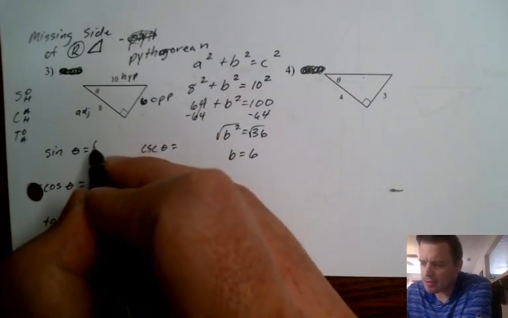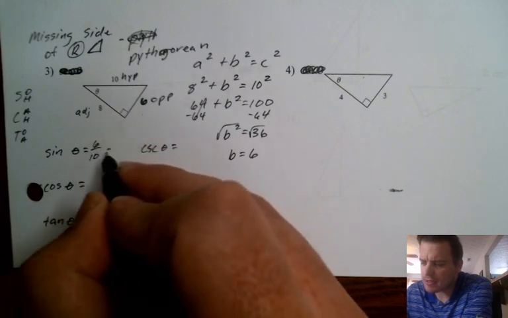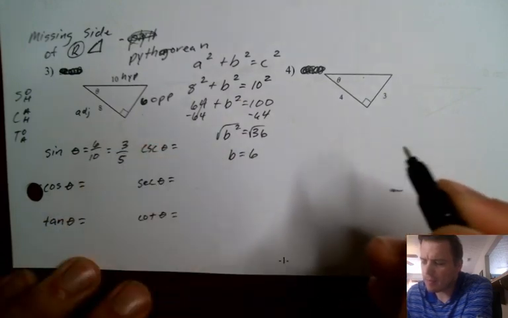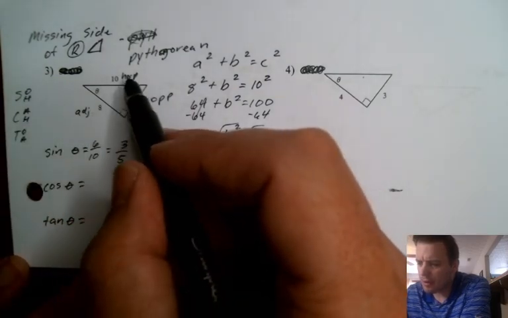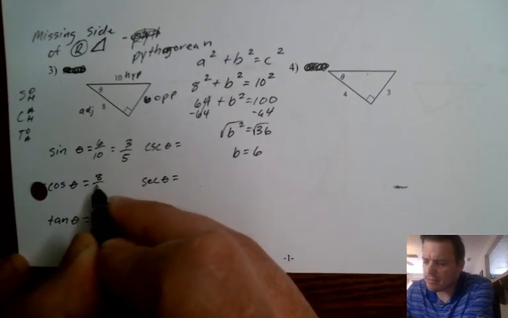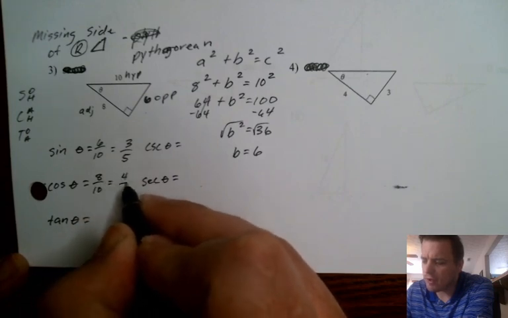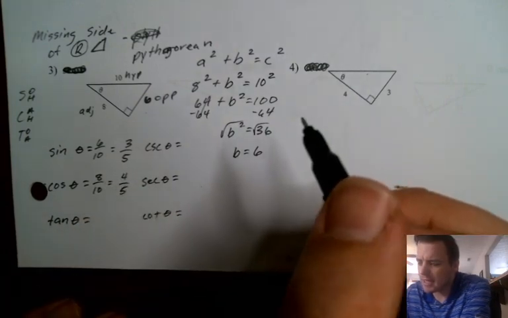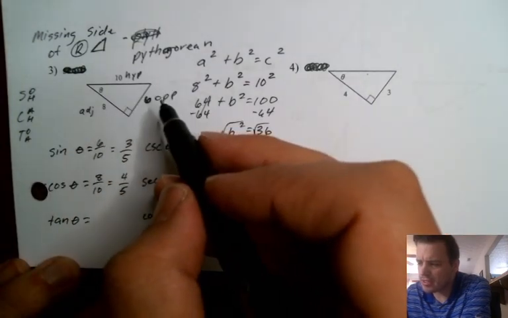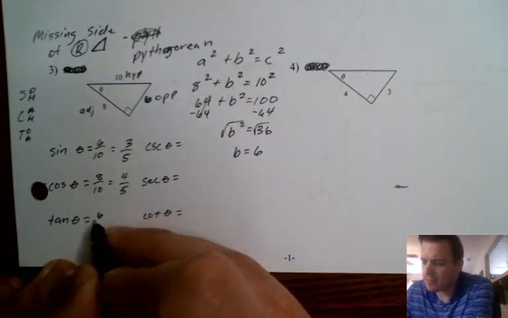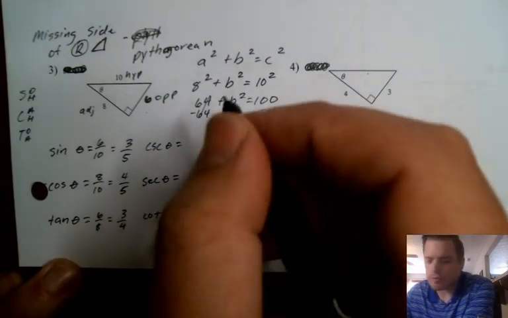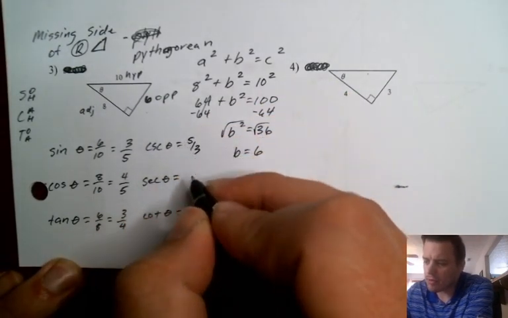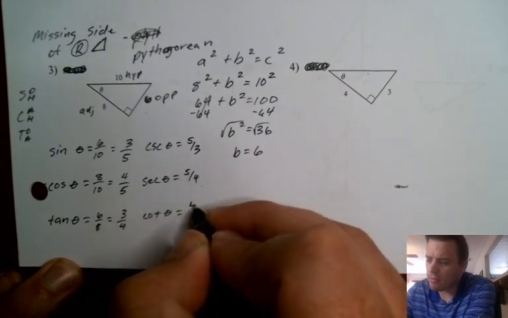Sine is opposite over hypotenuse. Opposite over hypotenuse is 6 over 10, which simplifies to 3 over 5. Cosine is adjacent over hypotenuse, which is 8 over 10, which simplifies to 4 over 5. Tangent is opposite over adjacent, 6 over 8, which will go to 3 over 4. And then we just do the reciprocal. 5 over 3, 5 over 4, 4 over 3.